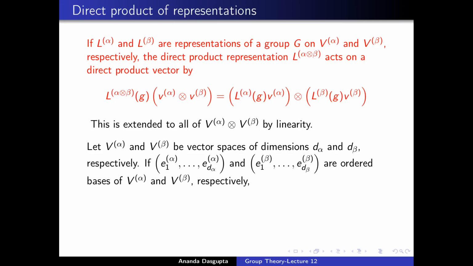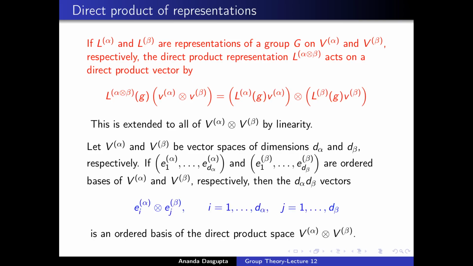That is, if you form the collection of d alpha times d beta vectors, which are ei alpha ⊗ ej beta, where i runs from 1, 2, 3 up to d alpha and j runs from 1, 2, 3 up to d beta, this forms an ordered basis for the direct product space V alpha ⊗ V beta. Now, given this choice of basis, we can easily figure out what a corresponding matrix representation for L alpha ⊗ beta is going to be, simply by making L alpha ⊗ beta of g act on ei alpha ⊗ ej beta.